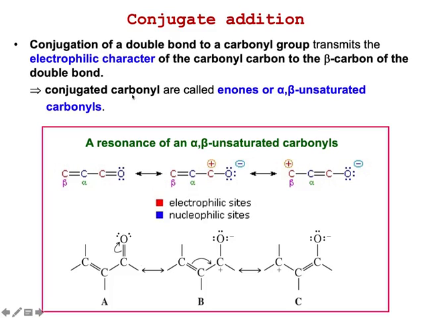So here is a conjugated carbonyl, we call it enone or alpha beta unsaturated carbonyl. Okay, so here as you can see, this one electron moves to the O minus, so this pi bond electron moves to here to become C plus, and it becomes O minus. So it becomes an enolate, C plus here, this one is a double bond, and here O minus.